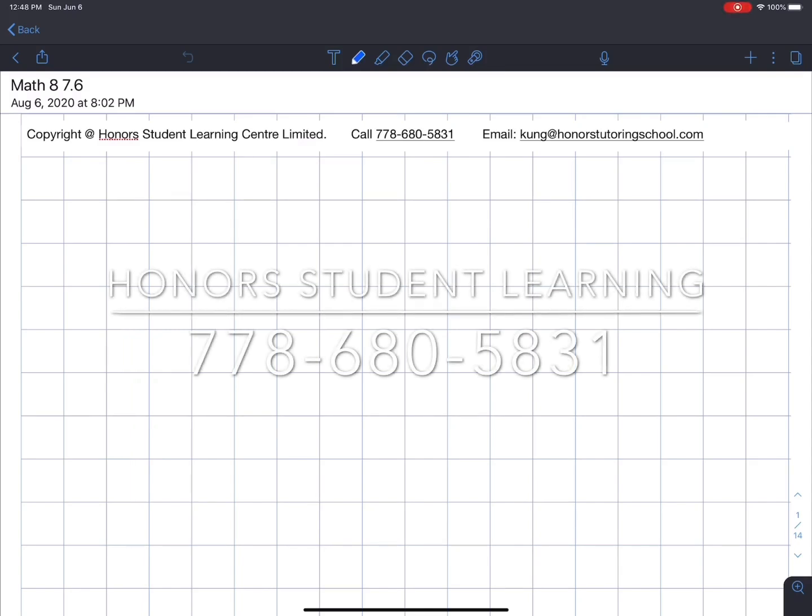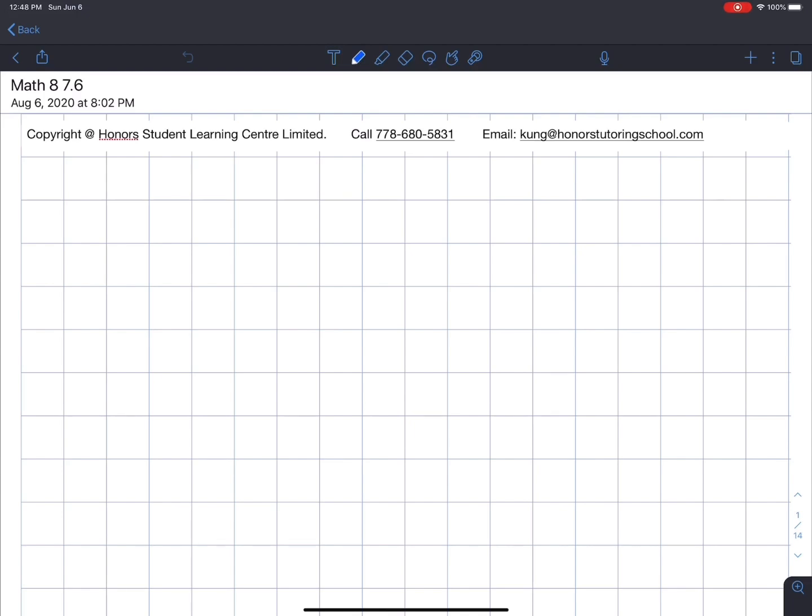Okay, moving on to 7.6. Before we do the questions, I'll go over some concepts. The first thing that you need to know is a sample space. So the sample space simply lists out all the possible outcomes.